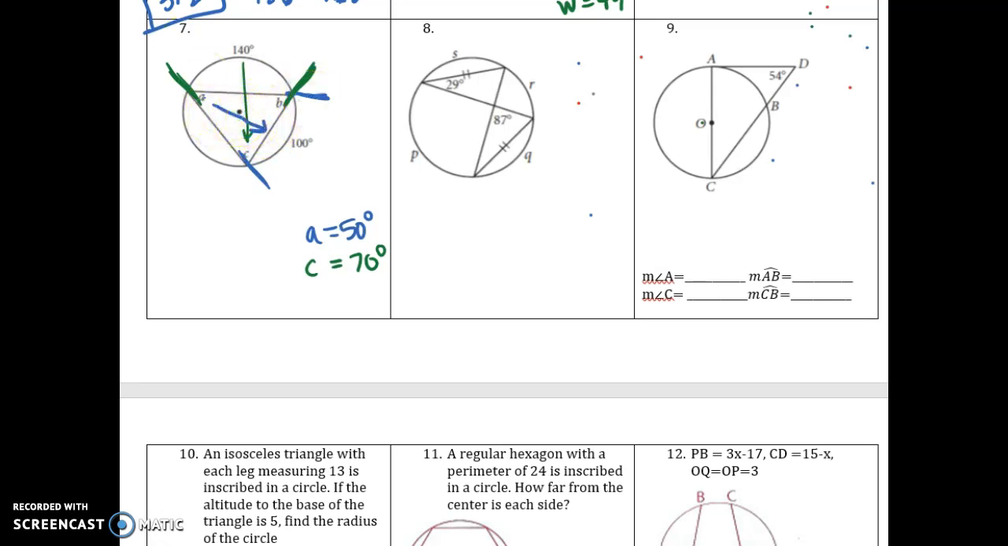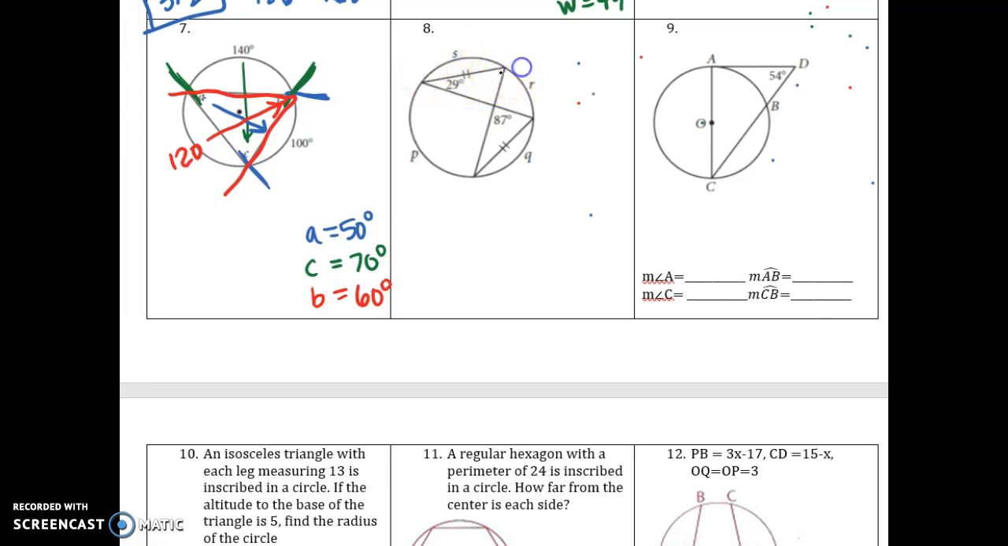And then to figure out B, B would have to be half of this arc right here that I don't know, but I could take 140 and 100 away from 360, and that would be 120. And half of 120 is 60. Again, it always helps to draw on your picture and extend your sides out.